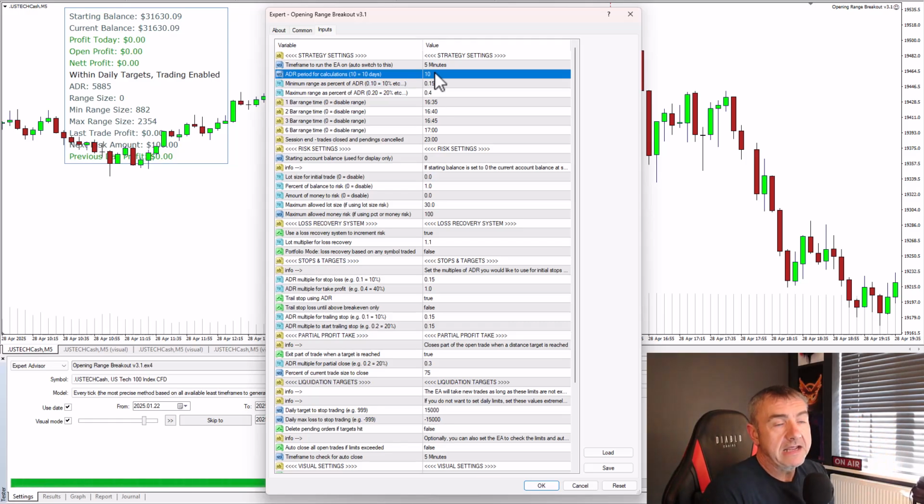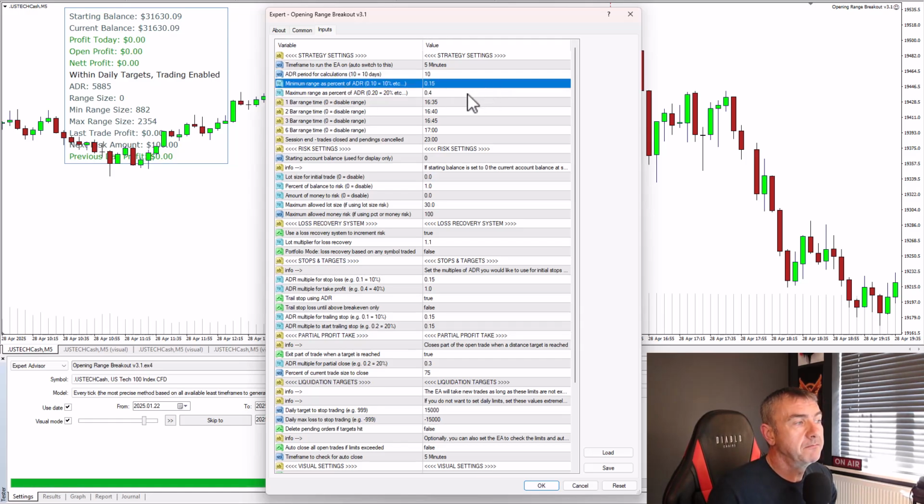Every instrument has a different average daily range. The NASDAQ moves an awful lot more than the Dow does, so you cannot trade with the same sizes of range on the Dow and the NASDAQ. It has to be dynamic to the instrument that you're actually trading. That's why we use ADR for all of the calculations.